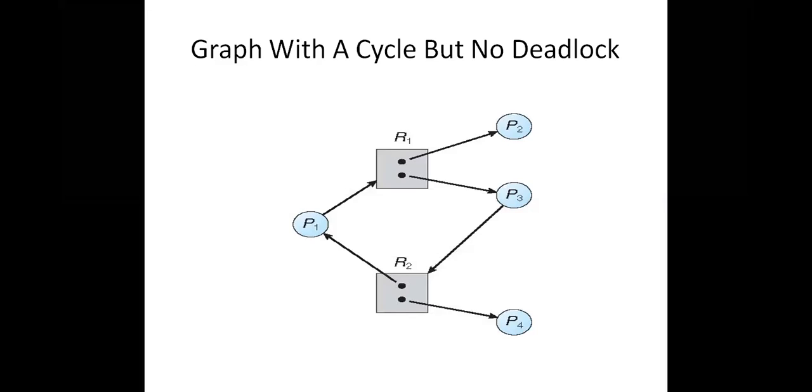So the released resource R1 will be assigned to P1. The released resource R2 will be assigned to P3. So P1 has no need to wait only for P3, or P3 has no need to wait only for P1, for the resources. Why? Because there are two other processes, P2 and P4. They might complete the task and release the resources. So even though there is a cycle, there is no deadlock.